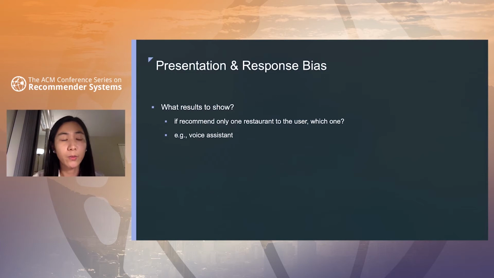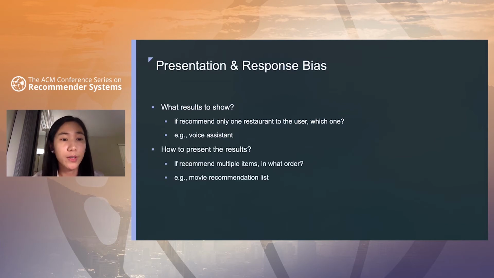There is also bias when presenting the results and collecting responses from the users. So first of all, what results should we show? A very common scenario here is the voice assistant. When we ask the voice assistant one question, can you recommend me a restaurant? If the system should only recommend one restaurant to the user, which one should it recommend to us?